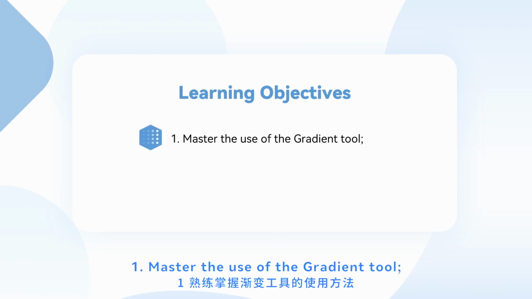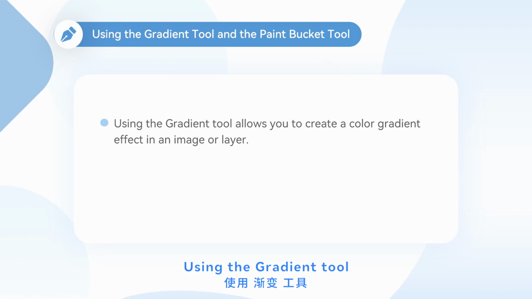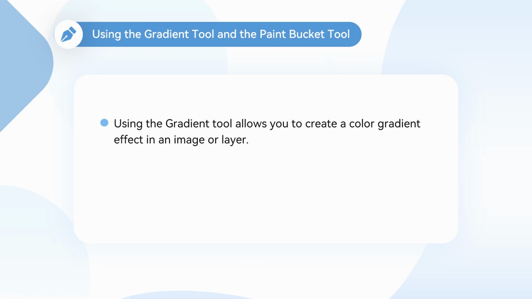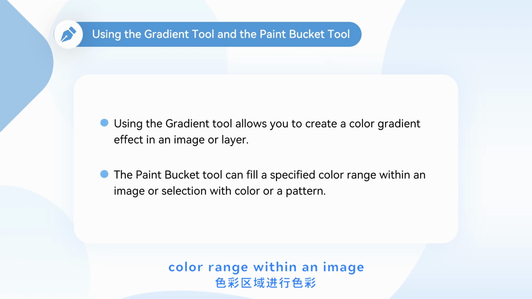The learning objectives for this lesson are: 1. Master the use of the gradient tool. 2. Master the use of the paint bucket tool. Using the gradient tool allows you to create a color gradient effect in an image or layer. The paint bucket tool can fill a specified color range within an image or selection with color or a pattern.